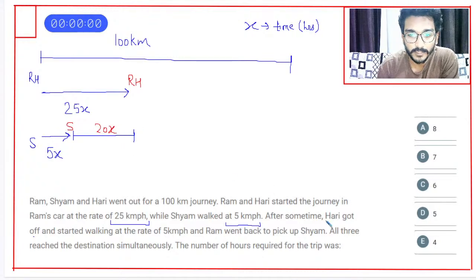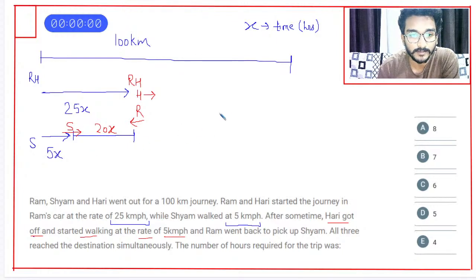So at this moment, Hari got off and started walking at the rate of 5. So Ram has to go back. Shyam is moving in the same direction, and Hari is moving in the same direction. So this is the case now. So when will they meet? When will Shyam and Ravi meet?